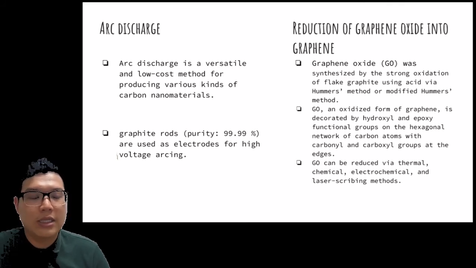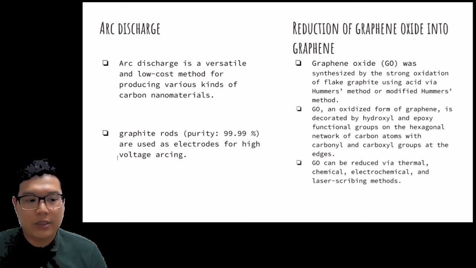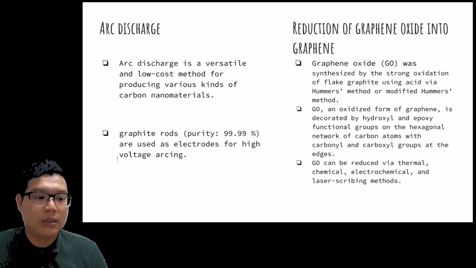Now, GO is highly hydrophilic and forms stable aqueous colloids due to the large number of oxygen-containing functional groups, as well as the repulsive electrostatic interactions at the edges of the platelets. It has been experimented that GO can be reduced via thermal, chemical, electrochemical, and also laser scribing methods.